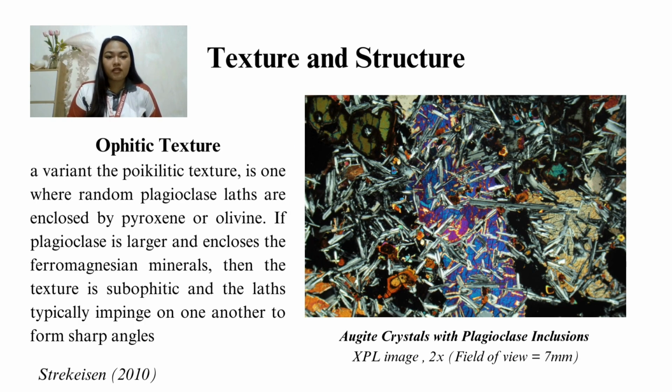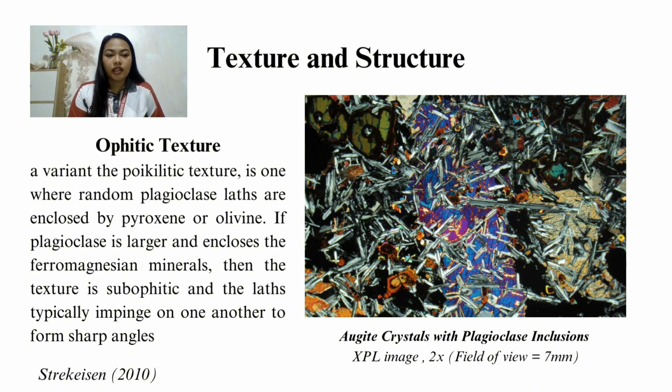Ophitic texture is a variant of poikilitic texture, where randomly oriented plagioclase laths are enclosed by larger pyroxene or olivine crystals. The image provided is a cross-polarized light micrograph magnified ×2, showing augite crystal with embedded plagioclase inclusions. This texture formed due to slow cooling magma, allowing the larger ferromagnesian minerals to grow around the already crystallized plagioclase.